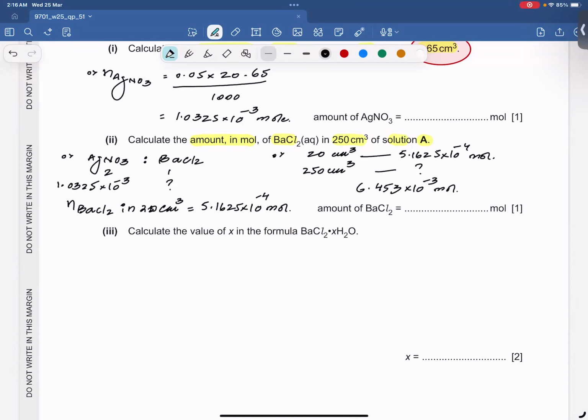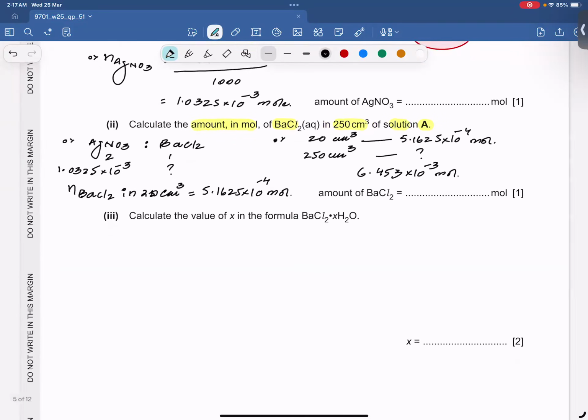Let me check. Hold on. 5.1625 exponent minus 4 into 20 divided by 250. No, I was right. I think I've done the correct calculation. Let me check. 0.05 into 20.65 divided by 1000. So 1.0325 divided by 2, 1.6 into 250 divided by 20.